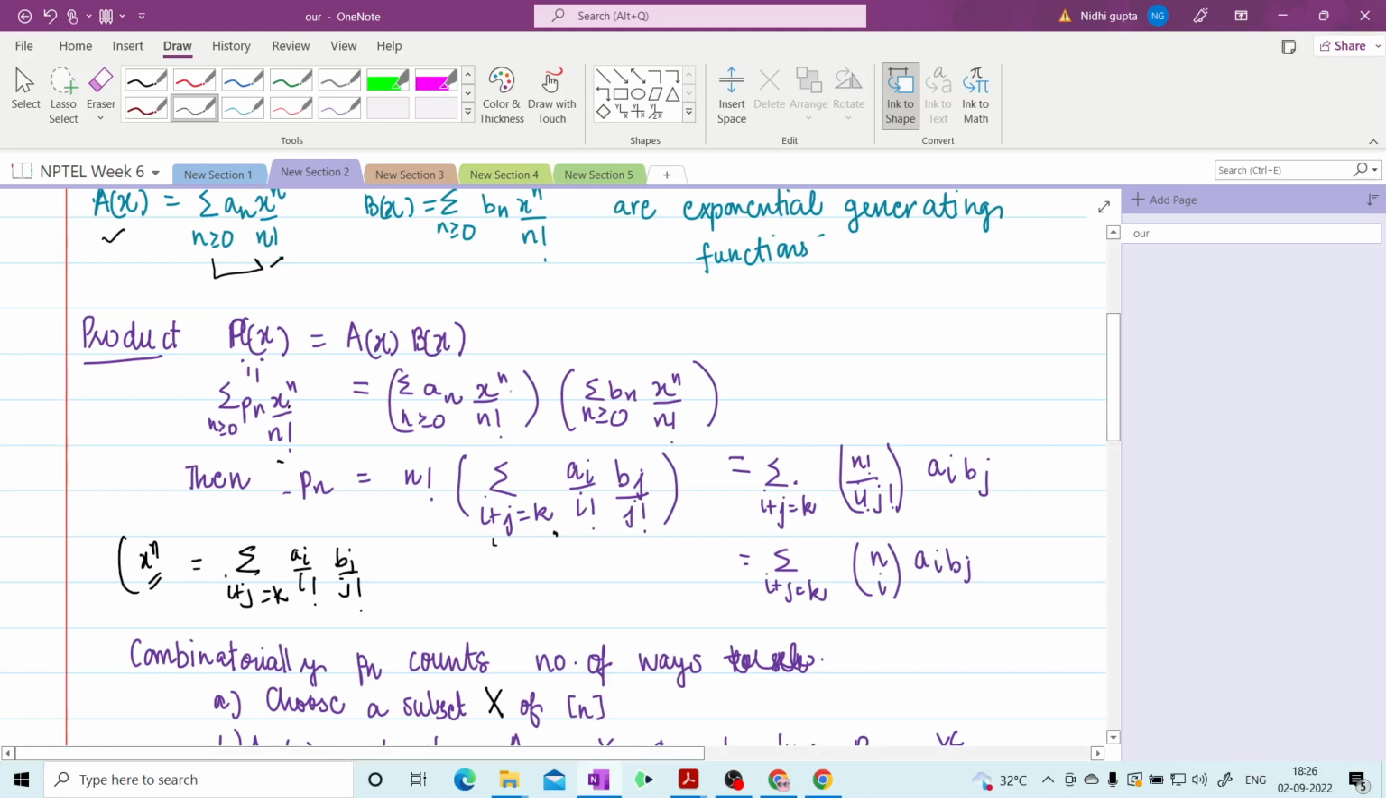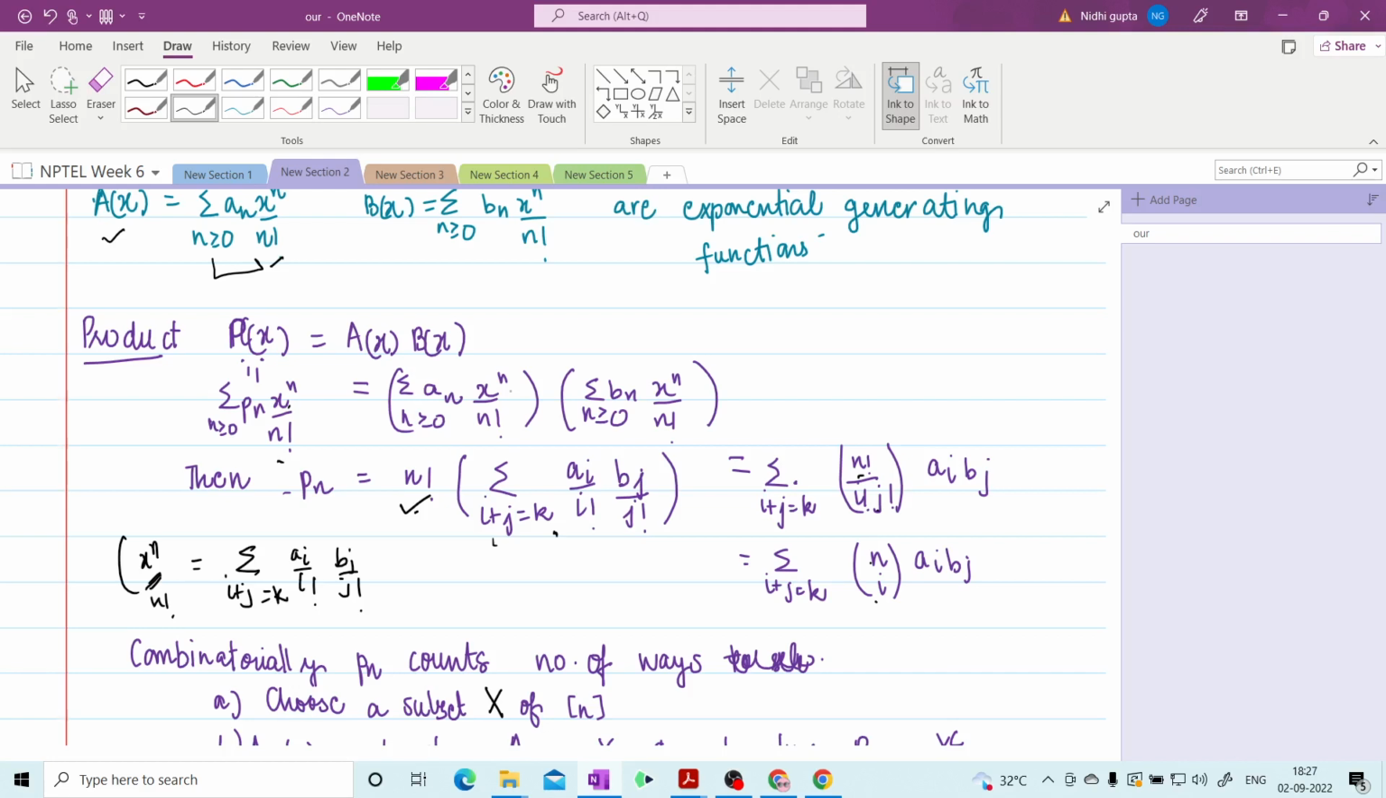If we want to find the coefficient of x^n by n factorial, we are kind of multiplying and dividing by n factorial on both sides. So the coefficient will be this, the coefficient of x^n multiplied by n factorial. Now if we open this up, we can take this n factorial inside, and we are left with n factorial divided by i factorial j factorial, which is nothing but n choose i.